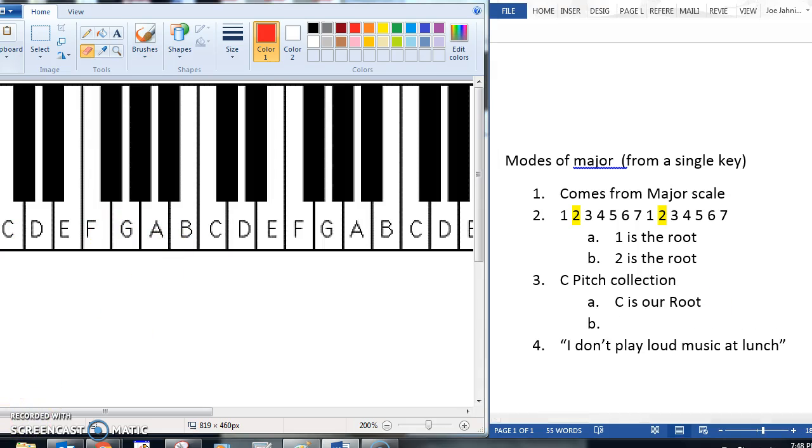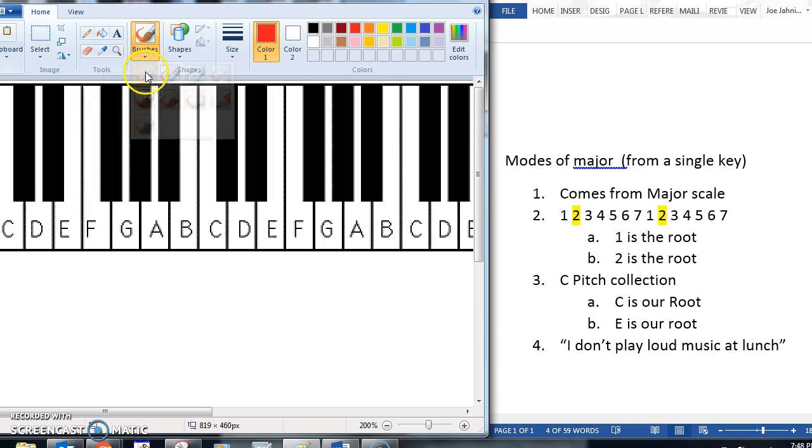Now let's say E is our root. So the pitch collection remains the same. It's still going to be the C pitch collection. So it's still C, D, E, F, G, A, B, C. It's the same thing, but we're only going to go this time from E to E. So from this E to this E.